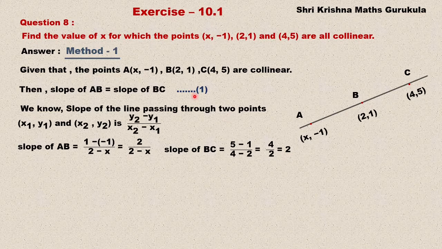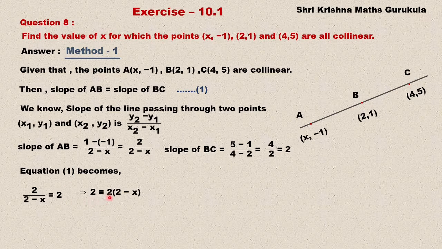So using equation 1, the condition that these 3 points are collinear and the slopes should be equal, we are equating the slope of AB and the slope of BC. That will be 2 by (2 minus x) equal to 2, which becomes 2 equal to 2 into (2 minus x). 2 gets cancelled and it will be 2 minus x equal to 1, and x equal to 1.